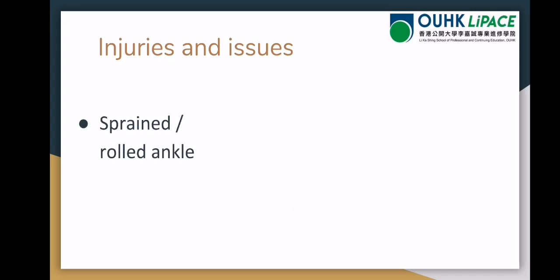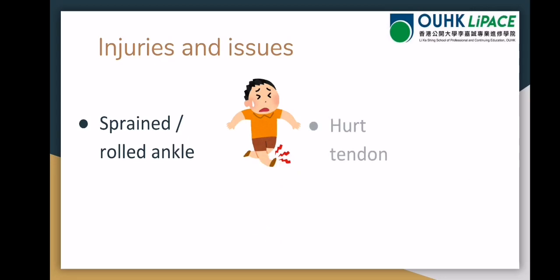This is called a sprained ankle or rolled ankle. You can use either word, both are used very commonly, so pick whatever word you find easiest to remember. And this is when you're walking or running and you fall to one side and you bend your ankle too much and it hurts a lot. Maybe it's hard to walk afterwards.